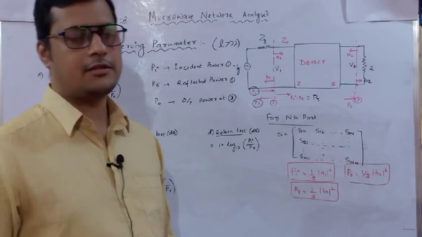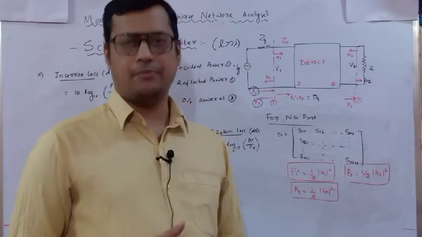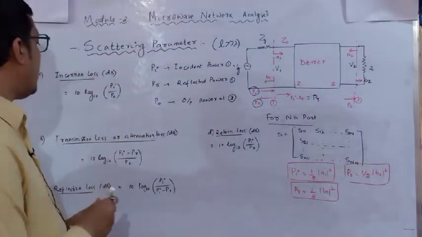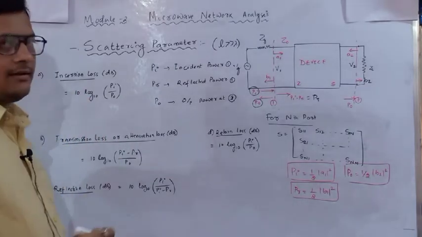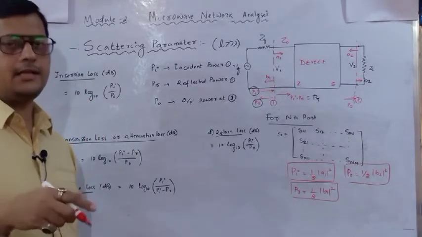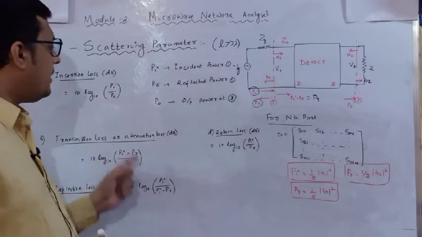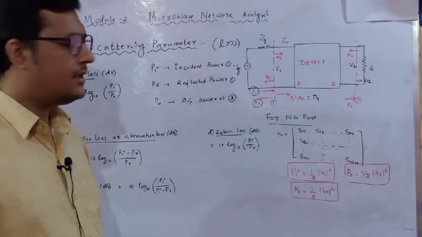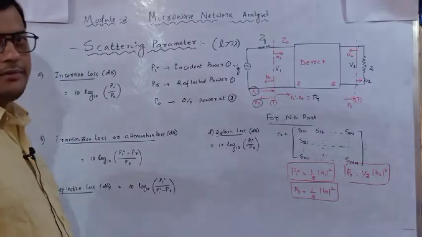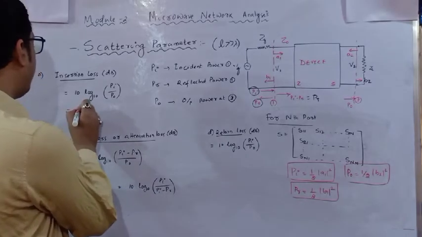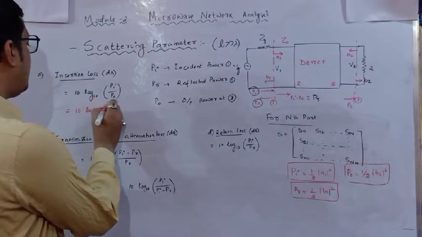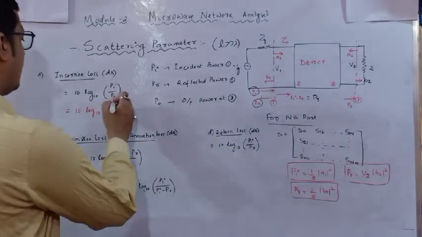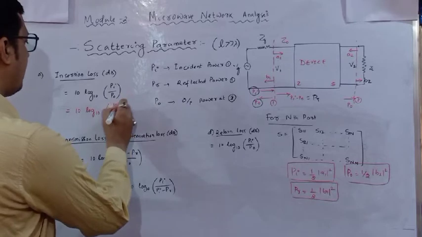Efficiency is always measured as the output power with respect to the input power for a particular system. Here insertion loss has a general equation: 10 log base 10 of input power divided by output power. All are represented in dB, because since we are dealing with power we need to represent it in dB. So it is 10 log base 10 Pi by P naught. What is Pi? Pi is the input power, half mod A1 square. So here I will write mod A1 square.